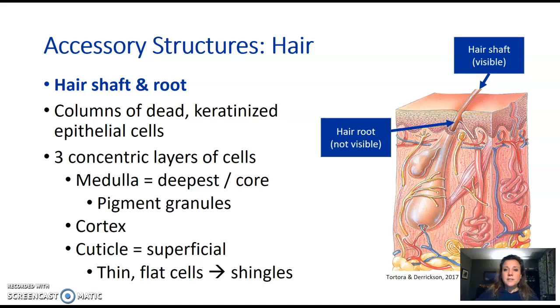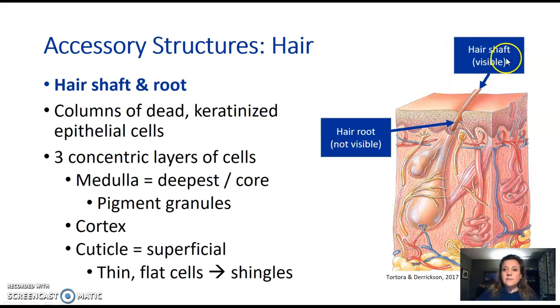So the hair shaft is made up of dead keratinized epithelial cells, and there are three different layers. The core is called the medulla, which contains pigment granules, which is going to give your hair its color, the cortex, and the cuticle. And the cuticle is made up of flattened cells that kind of overlap, similar to how shingles on a roof overlap each other.